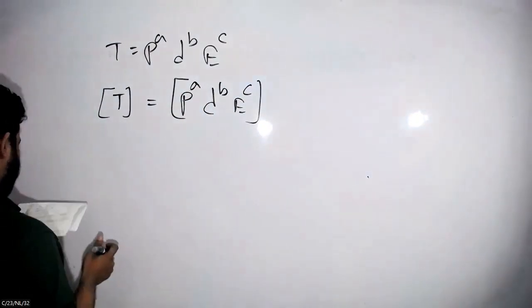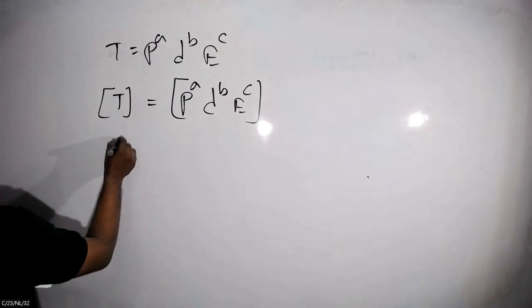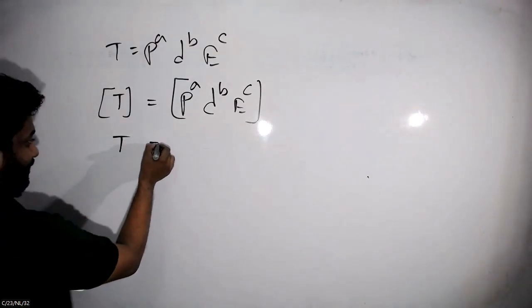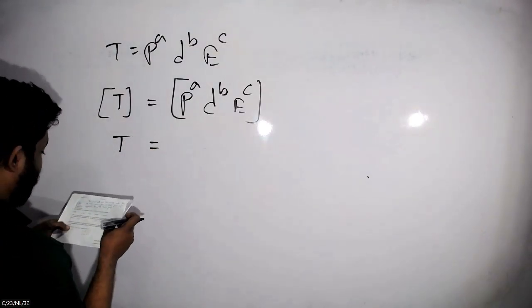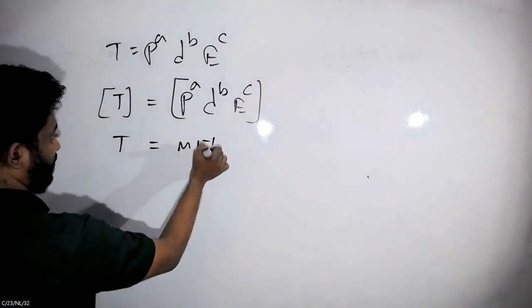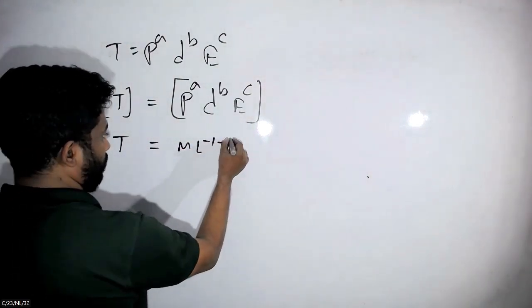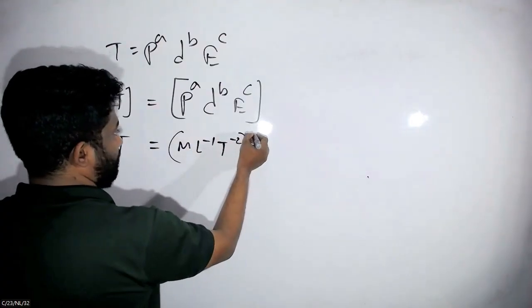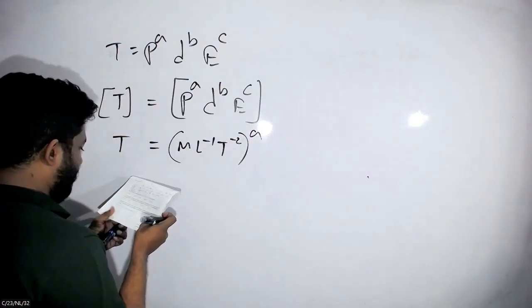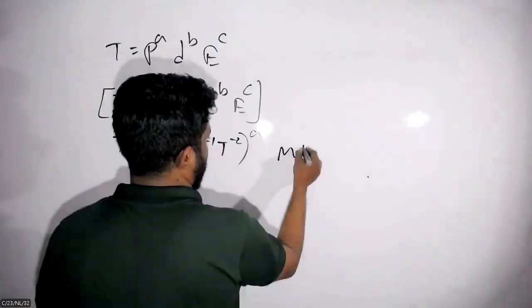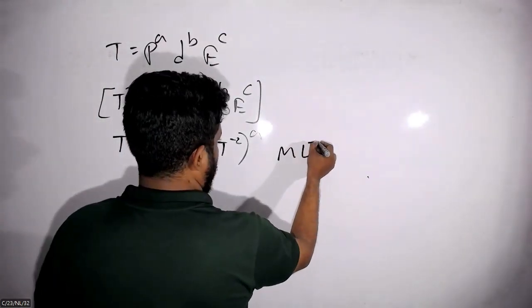Then the dimension of capital T, time, is T. Dimensions of pressure: M L minus 1 T minus 2, to the power A. Dimensions of D, density: M L minus 3.